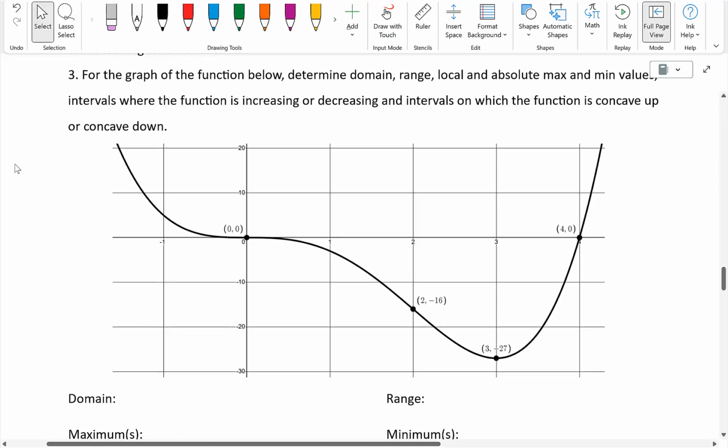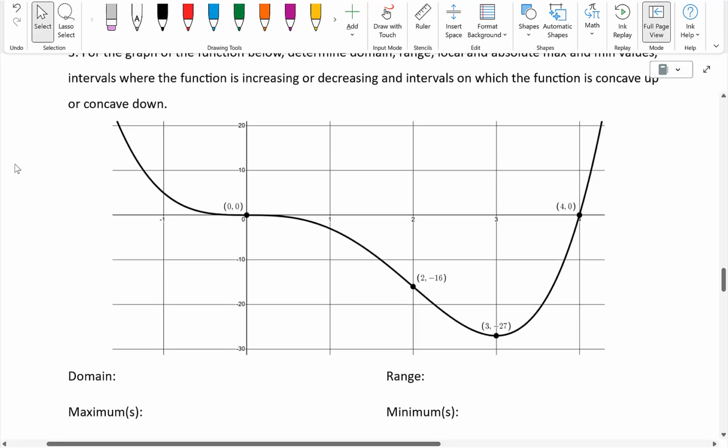For number 3, for the graph of the function below, we're going to determine domain, range, local and absolute max and min values if they exist, intervals where the function is increasing or decreasing, and intervals on which the function is concave up or concave down. And then we'll talk about a definition we forgot to put in, but where we change concavity.